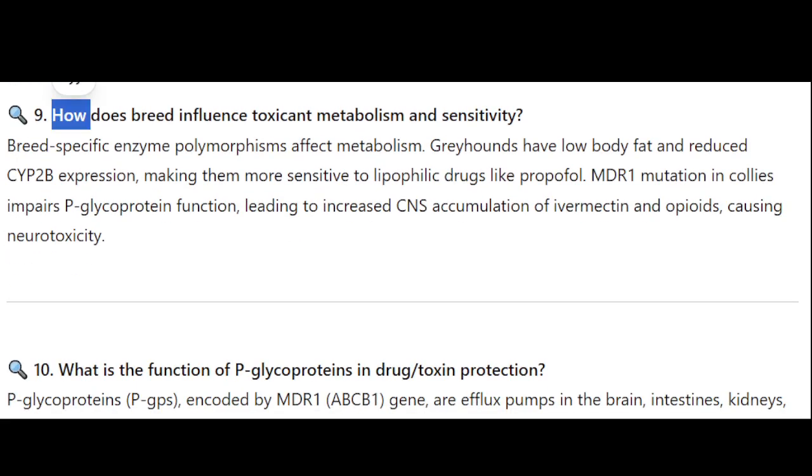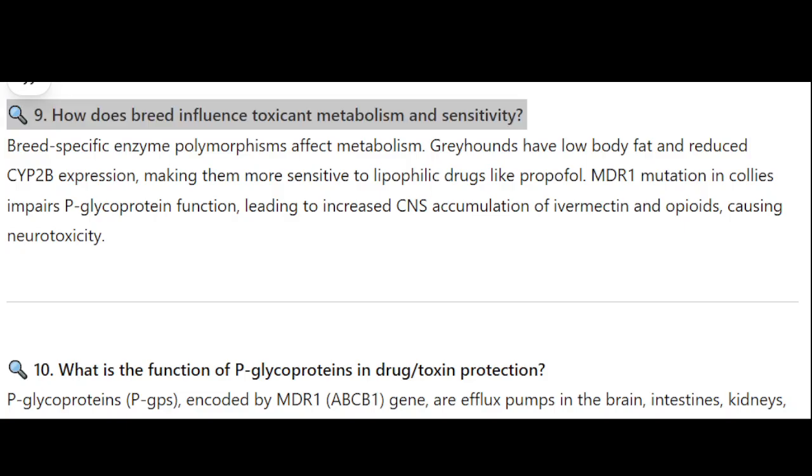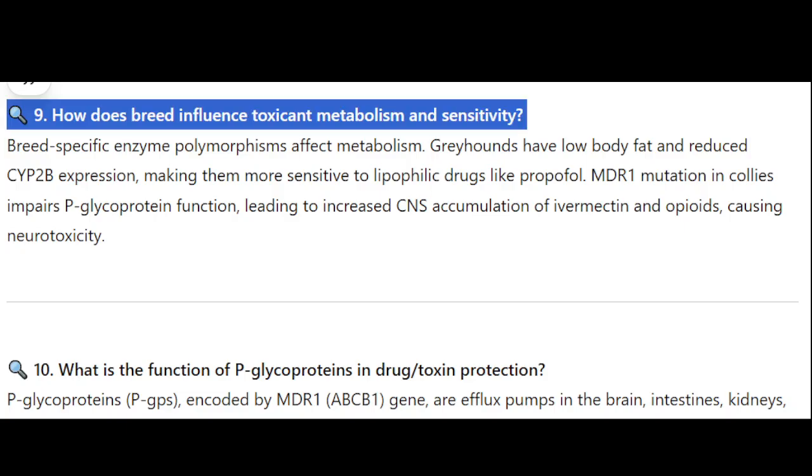9. How does breed influence toxicant metabolism and sensitivity? Breed-specific enzyme polymorphisms affect metabolism. Greyhounds have low body fat and reduced CYP2B expression, making them more sensitive to lipophilic drugs like propofol. MDR1 mutation in collies impairs P-glycoprotein function, leading to increased CNS accumulation of ivermectin and opioids, causing neurotoxicity.